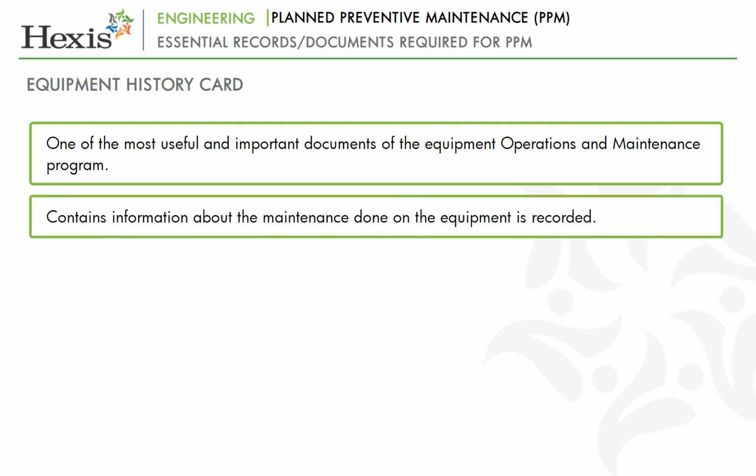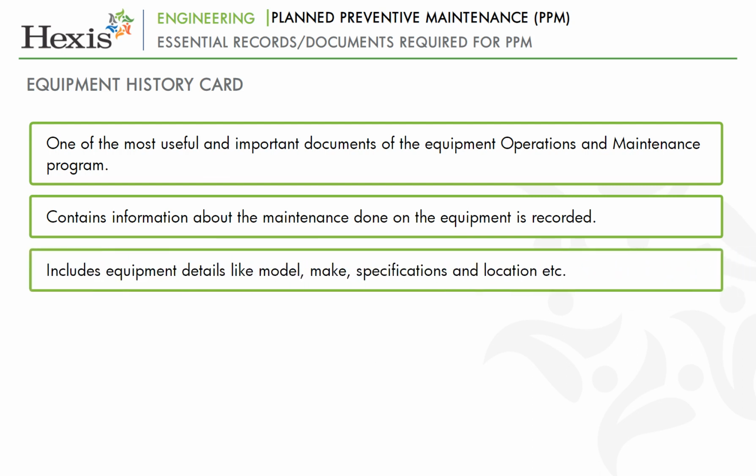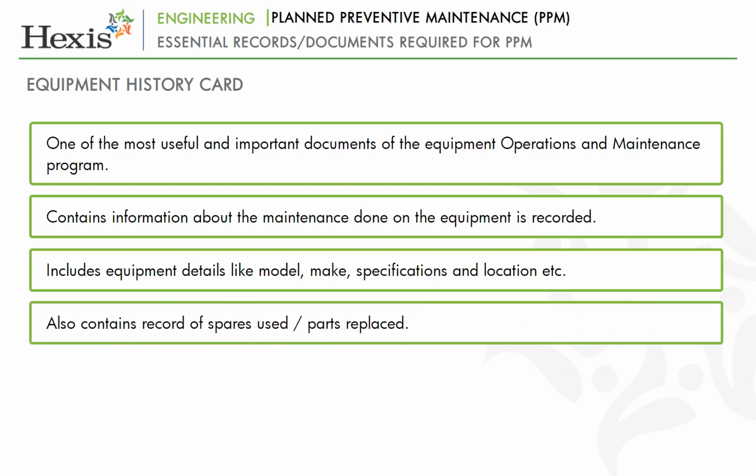The Equipment History Card is a document on which all the information about the maintenance done on the equipment is recorded. The record should include equipment details like model, make, specifications and location, etc. on top, and the inspections, repairs, servicing, breakdowns, and their cause should be recorded. A record of spares used or parts replaced is also to be indicated along with the cost of repair.